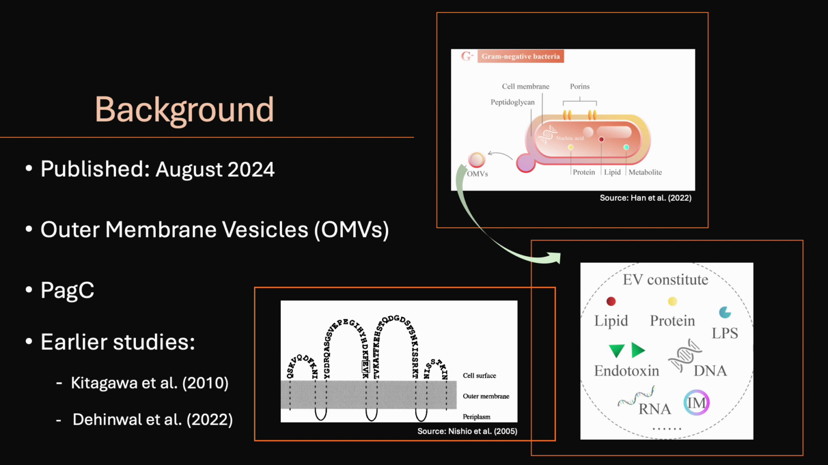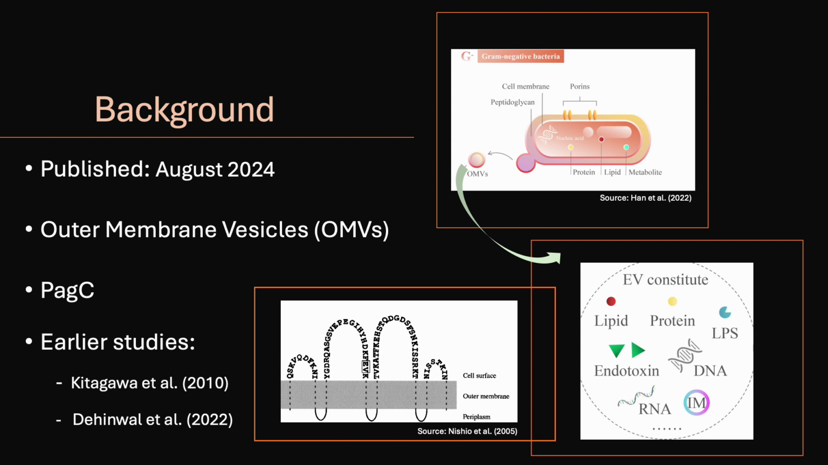The image on top shows a gram-negative bacterium and some of its basic components, such as its cell membrane, peptidoglycan, porins, etc. And then you can see the outer membrane vesicles. So outer membrane vesicles are tiny spherical structures that form from the outer membrane and are released into the environment through a process called outer membrane blebbing.